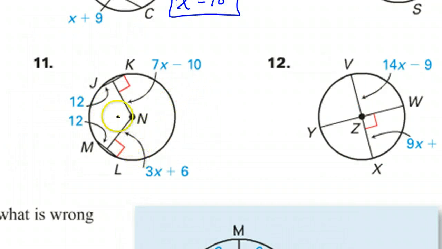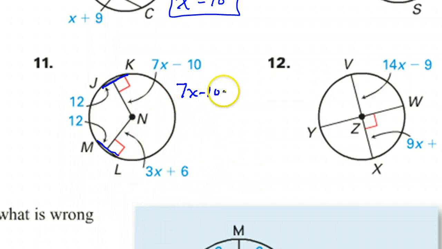Alright, so this is sort of the reverse. Before I was saying, hey, if the perpendicular distances are equal, then the chords must be equal. But another way to look at that is that if the chords are equal, that must mean that the perpendicular distances are equal. So see how these chords are both 12? Alright, ML is 12 and JK is 12. If the chords are equal, then that means these perpendicular distances must be equal.